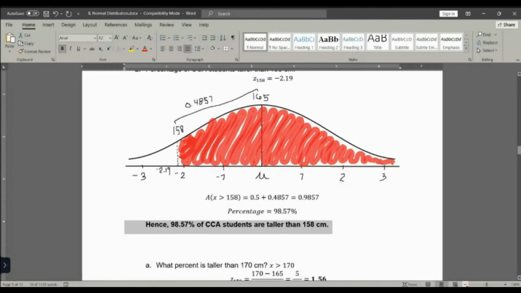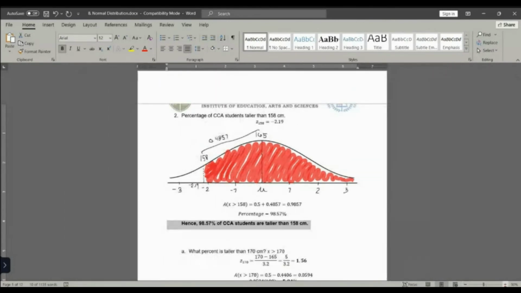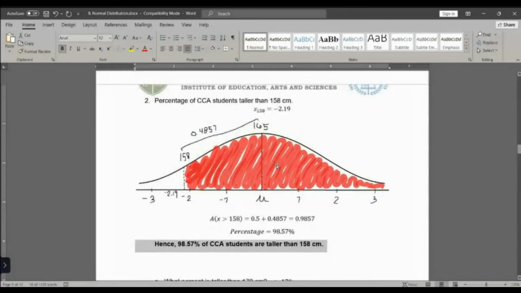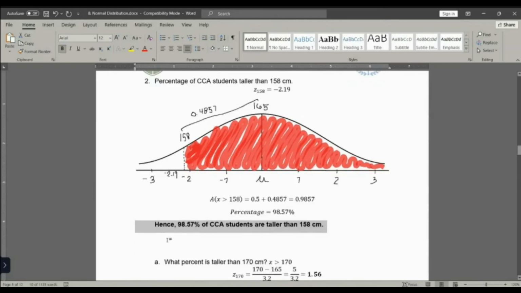Question? None, sir. And those were the two cases. So by now, alam na natin, no? When we are subtracting from, or we are adding 0.5 from or to our area, those were two cases. Okay. Let's have more example, number 3.